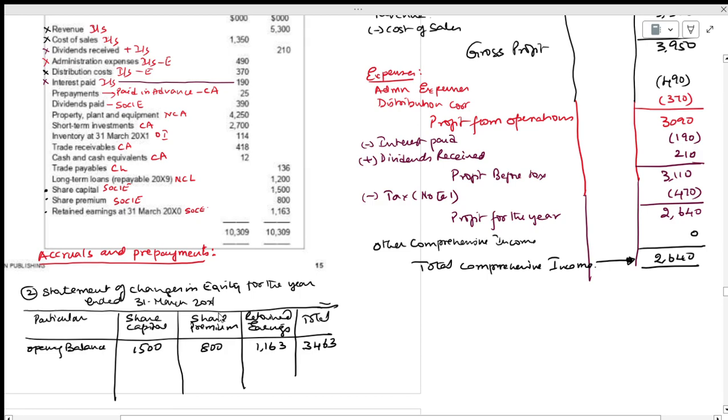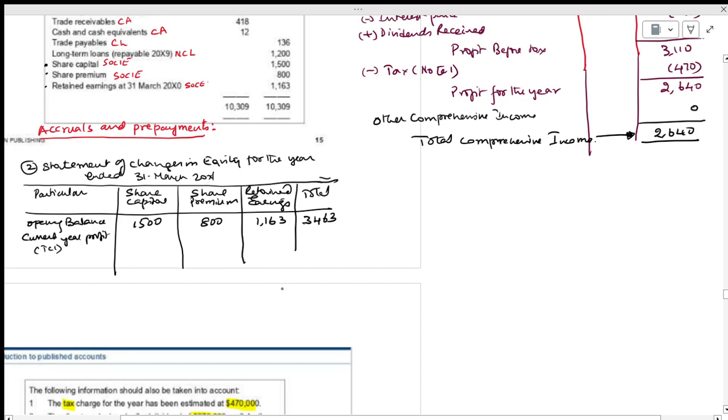Okay, next. Current year profit after tax is how much? Total comprehensive income, 2,640. Where will I write this? Which column? Retained earnings. If you don't put brackets, it is plus only. If you put brackets, then it is minus.